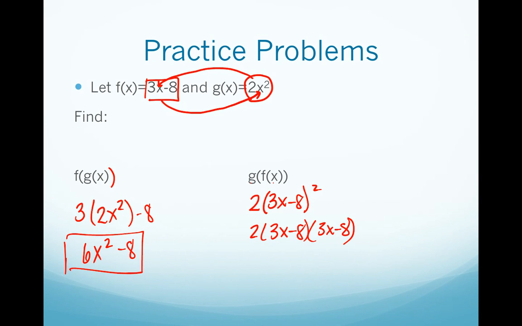And then we could use our distributive property. So that would be a 9x squared. This would be a minus 24x and another minus 24x. So minus 48x plus 64. And then if we had to distribute the 2, that would be an 18x squared minus 96x plus 128.